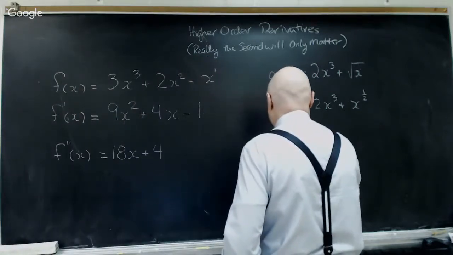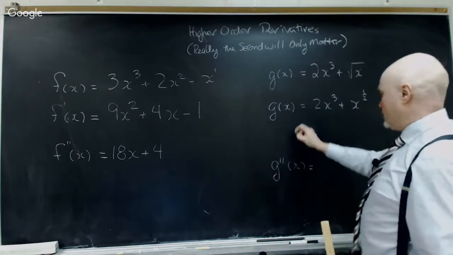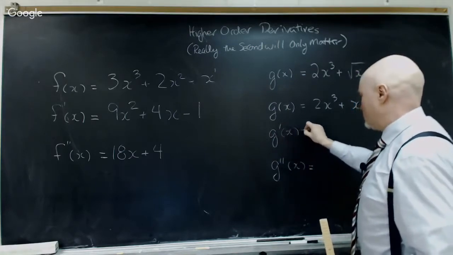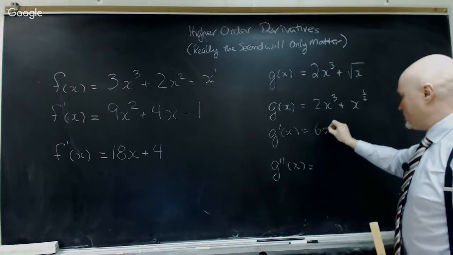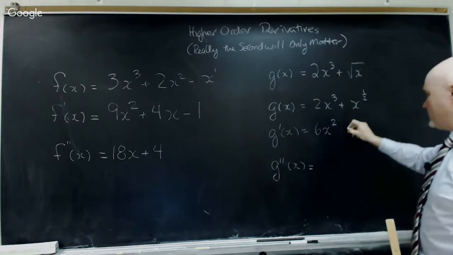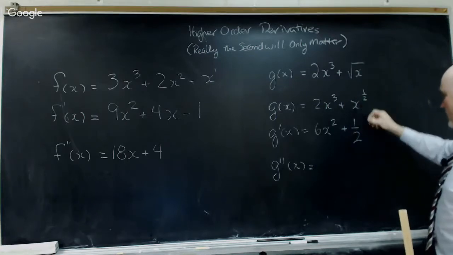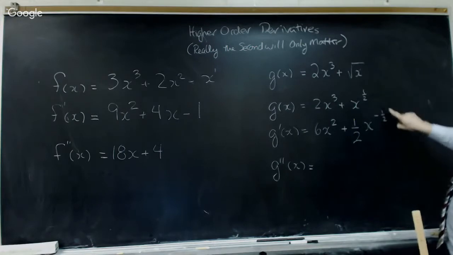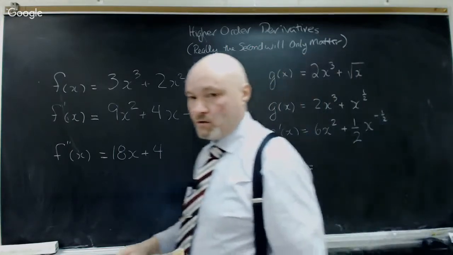Okay, so we want to find the second derivative. And so let's go through and find the first derivative. This is all just, once again, power rule. The 3 comes down, 6x squared. This one starts to make our lives a little bit difficult. The 1/2 comes down in front using the power rule. And we subtract 1 from the 1/2, and it becomes x to the negative 1/2.